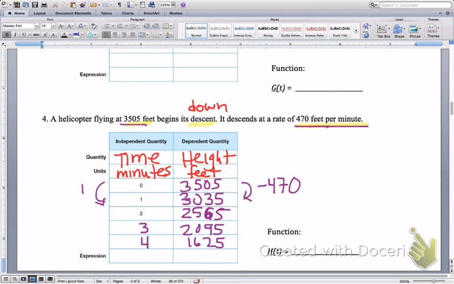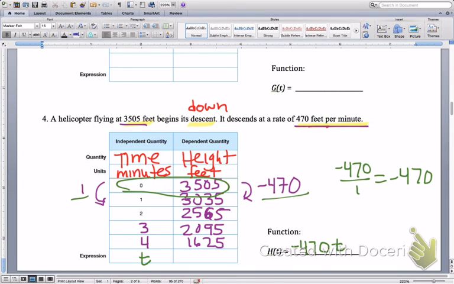Alright, now for our function at time t, which can be at any time. So we know our slope is negative 470 divided by 1, so it's negative 470. It's from our change, negative 470 over 1, which is just negative 470. We put our t value, and then we put our starting value, which is 3505, so plus 3505. And I'm just going to take this and rewrite it there. Negative 470t plus 3505. And there we have it.